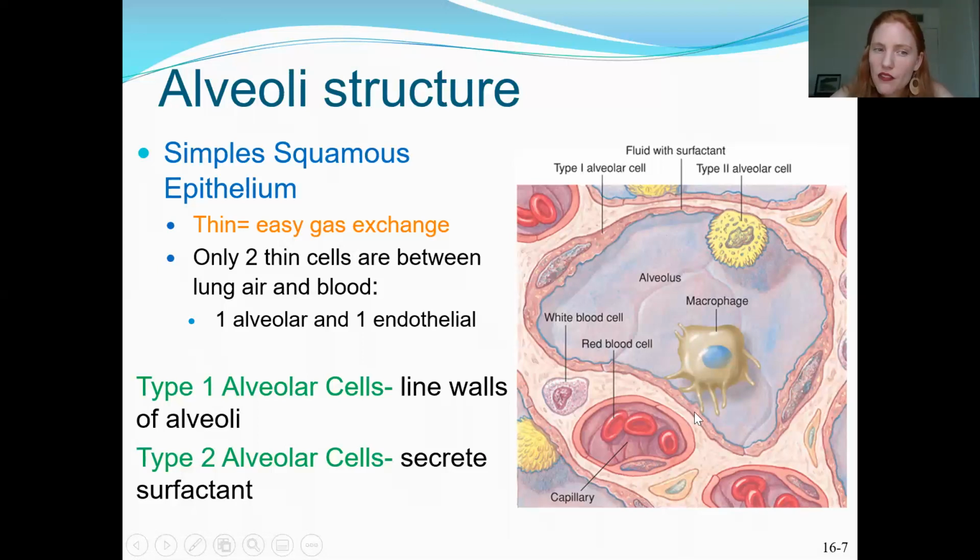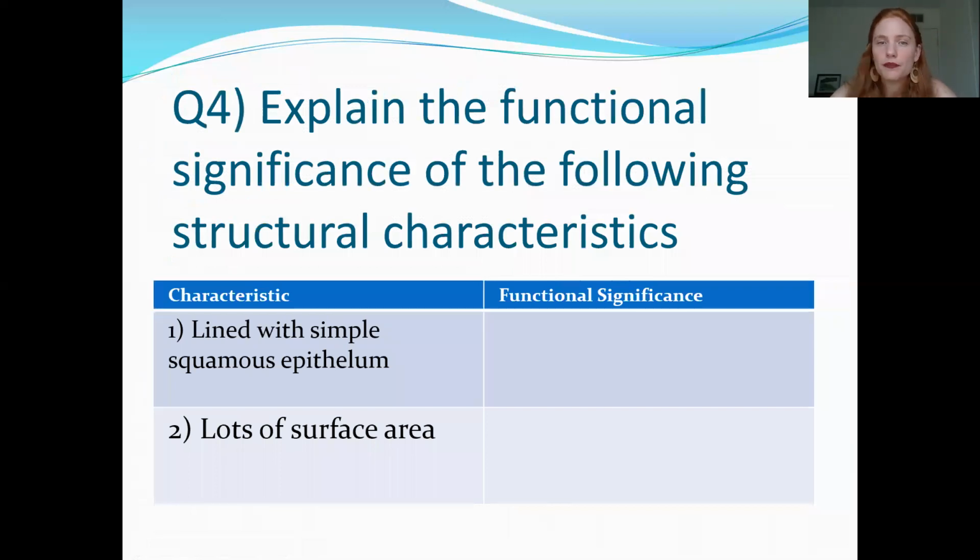Okay, the type 1 alveolar cells are the most common, most important ones that make up the wall of the alveoli. And again, simple squamous epithelium, you need to know that. I always want you to know specific tissue types and why they're important. So let's talk about it.